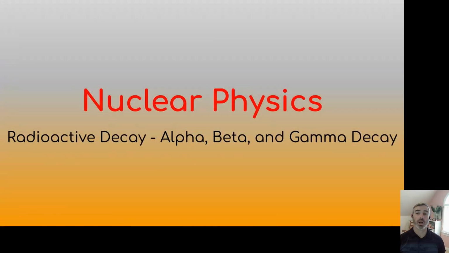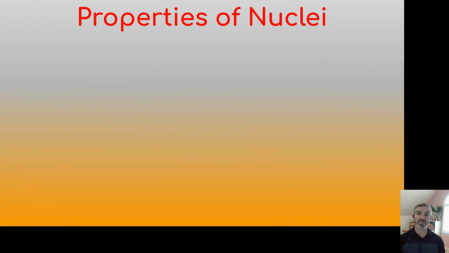In this video, we're going to be talking about nuclear physics. We're going to be talking about radioactive decays, specifically alpha decay, beta decays, and gamma decays. We're going to start with the properties of a nucleus of an atom.